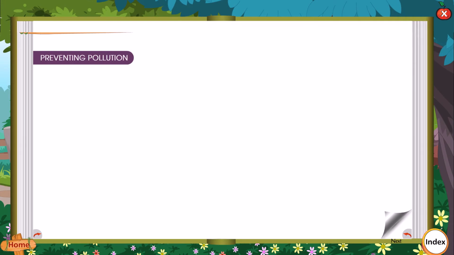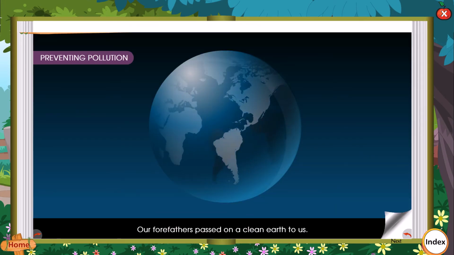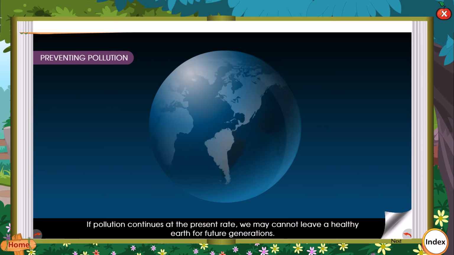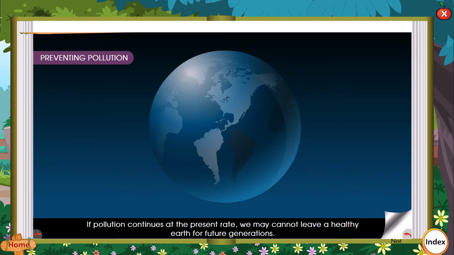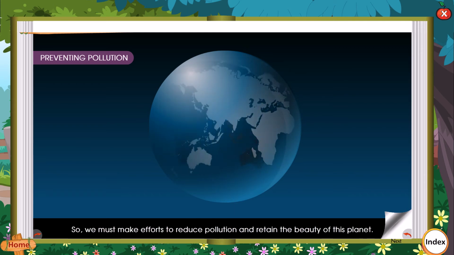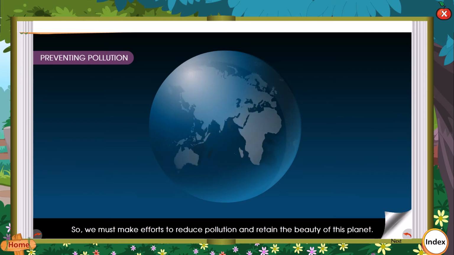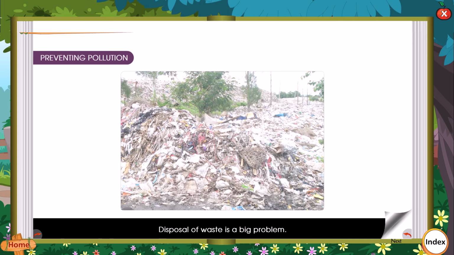Preventing pollution. Our forefathers passed on a clean earth to us. If pollution continues at the present rate, we cannot leave a healthy earth for future generations. So, we must make efforts to reduce pollution and retain the beauty of this planet. Disposal of waste is a big problem. Hence, waste management is very important.